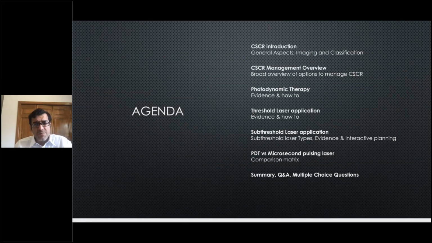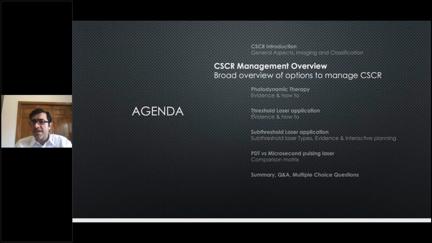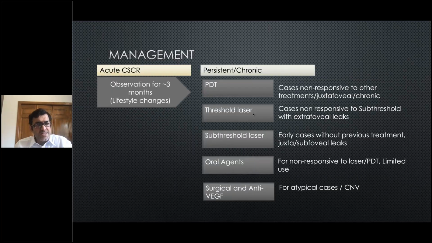So let's move on with the second component of today's agenda, which is a CSCR management overview, where we will be talking about the various options to manage CSCR. As I said, we still talk about CSCR as acute or chronic. Acute is one which usually resolves. That's why we usually do not intervene at presentation, but we tend to wait for 3 months. And if it does not resolve, then we take the second step. We call it persistent CSCR.